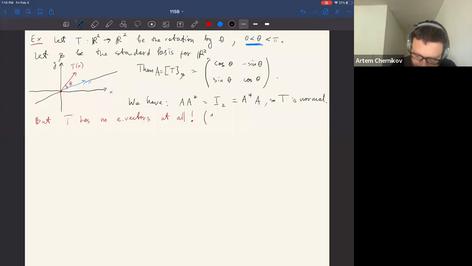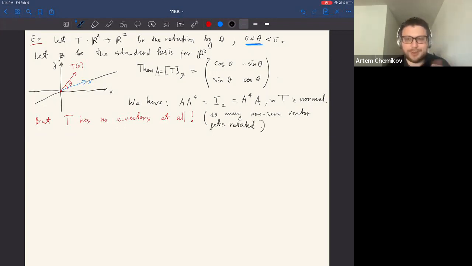So as every non-zero vector gets rotated, which is not the same as getting scaled, this is a bit of a quick argument. Try to make precise what I just said, but this is the point.